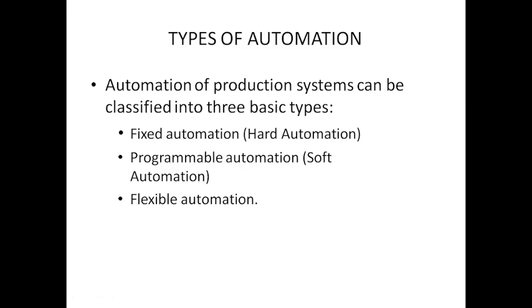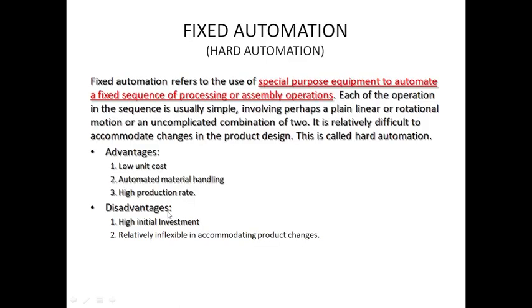And then the second aspect which I want to discuss in this lecture is the type of automation. There are basically three kinds of automation in production systems. One is fixed automation, which we also call hard automation, the second one is programmable automation, which is also called soft automation, and the third one is flexible automation. So let us discuss these three one by one.